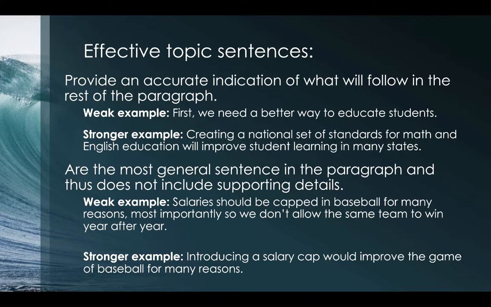So a weak example: "Salaries should be capped in baseball for many reasons, most importantly so we don't allow the same team to win year after year." That is a weak example in the sense that we're giving examples here. So "Salaries should be capped in baseball for many reasons." Bam, there you go. That's a topic sentence. You don't have to go on and start telling me what the reasons are for that logic. That's not supposed to be part of your topic sentence. That's going to be part of your supporting sentence. So "Introducing a salary cap would improve the game of baseball for many reasons." There we go. And then your supporting sentences in your paragraph are going to work to support and give me reasons why the salary cap is important.